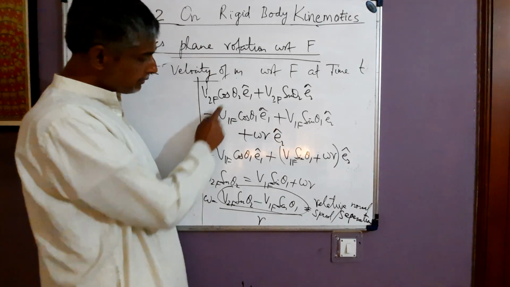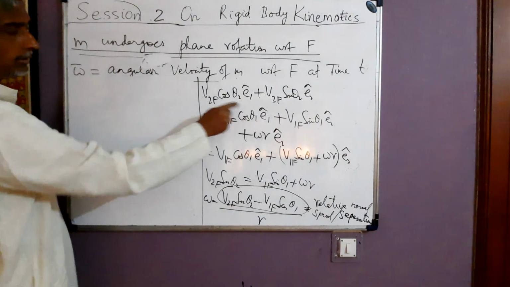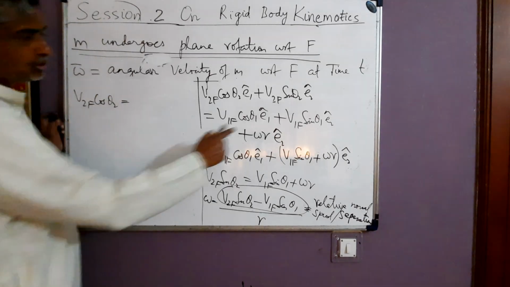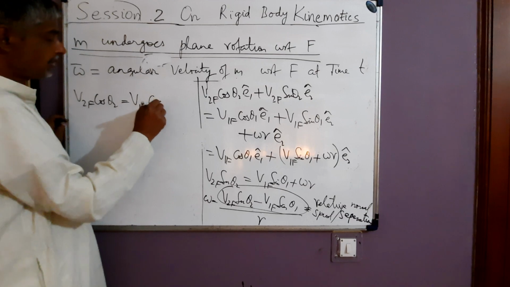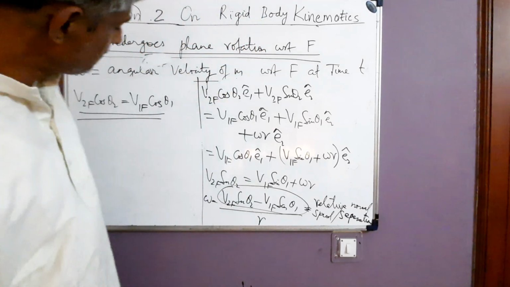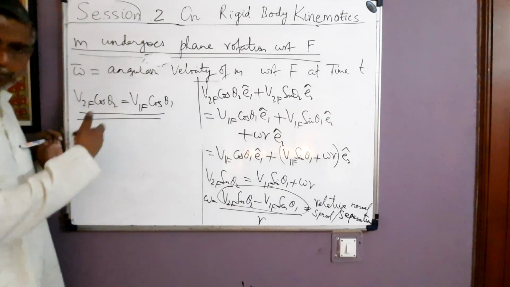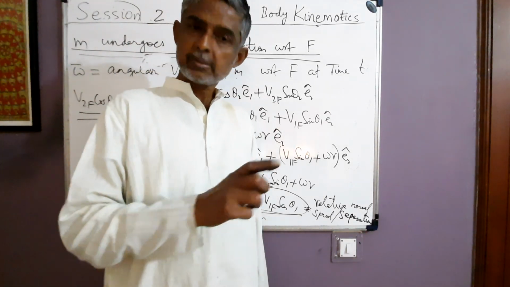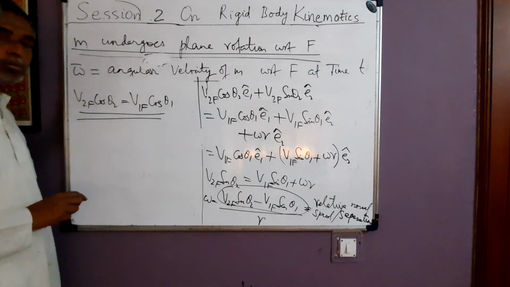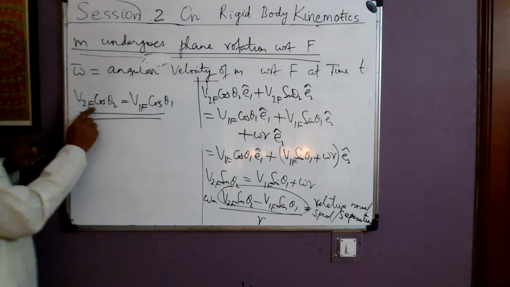Now in this equation we equated the coefficient of E2 on both sides. What if we equate the coefficient of E1 on both sides? On the left side, the coefficient of E1 hat is V2f cos theta 2, and on the right side it is V1f cos theta 1. What does this say? This is just the rigidity constraint. P1 and P2 are two material points of M, so they are fixed with respect to rigid body M. So the distance between P1 and P2 is constant. Whenever the distance between two moving points P1 and P2 is constant, the components of velocity of P1 and P2 along the line joining them must always be equal. This is just that equation.